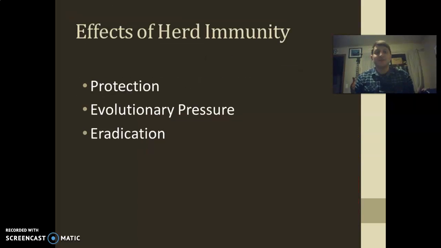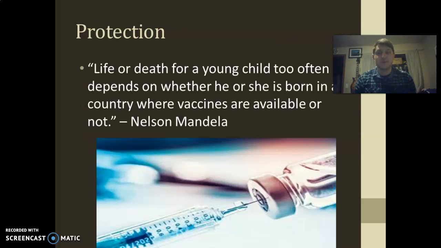So now that we understand what herd immunity is, what are the effects of herd immunity? What does it do? So there's three main parts of that. There's protection, there's the evolutionary pressure, and there's eradication involved with herd immunity. So the first part is protection. So this is what it does for everyone. This is the main benefit of herd immunity.